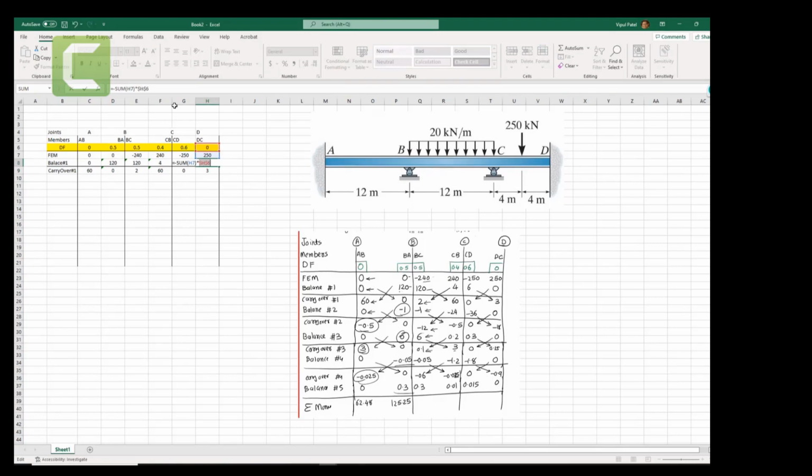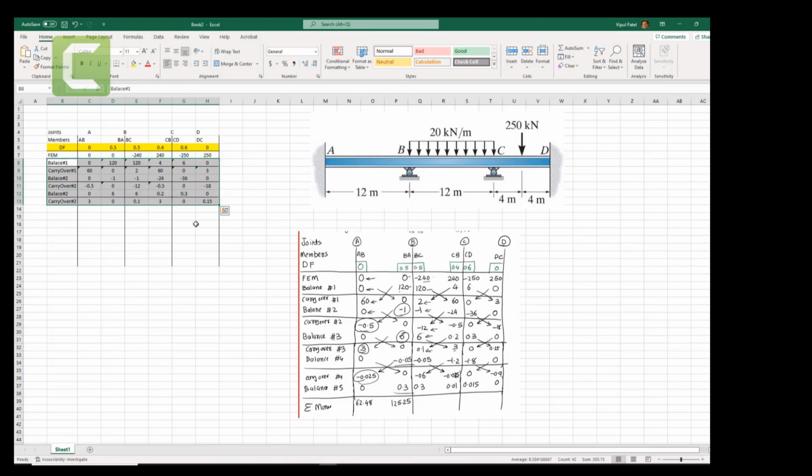Press F4, lock it. Because we don't want to change this. So this one lock, this one lock, this one lock, this one lock, this one lock. Look at this magic. Carry over to minus 0.5. Look at this, carry over to minus 0.5, 0, minus 12, bang. You can do as many as you want.